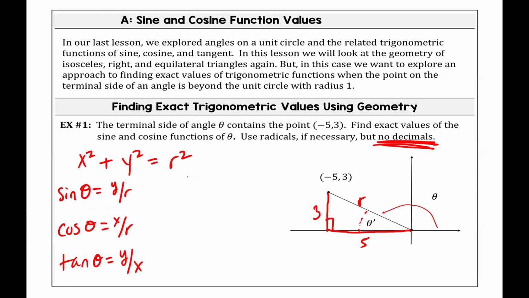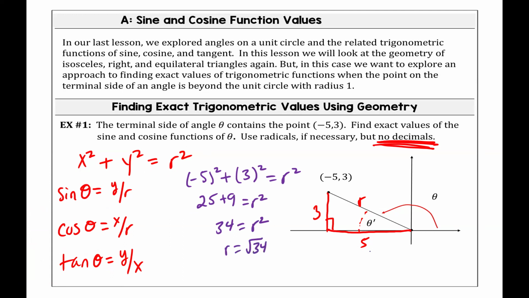We're going to plug in our x. What is our x? -5 squared. Plus our y. Our y is 3 squared. Still with me? So we have 25 plus 9 equals r squared. 34 equals r squared. So what does r equal? r equals the square root of 34. 34 is made up of 17 and 2. 17 and 2 are prime numbers. Can I do anything with them? No. So that is my r.